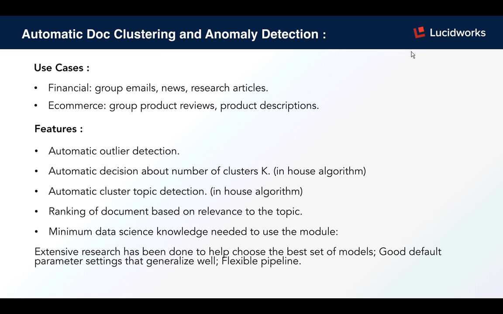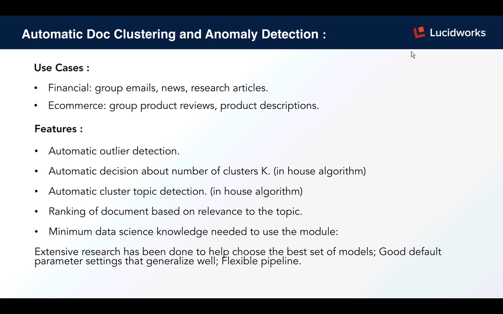In machine learning, unsupervised learning plays a central role during the data exploration process if you don't have labels for training data. Some typical use cases, for example, in the financial industry, people may want to automatically group emails and news into groups that share the same topic. The use cases in some law firms and the healthcare industry are like finding similar-topic research articles. On the e-commerce side, we can group product reviews and product descriptions to help us automatically build a catalog.